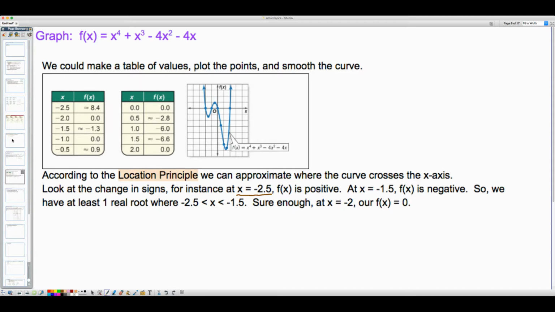In the old days, we had to do all this by hand. And so the location principle says that if you have two values for x and one gives a positive value and one gives a negative value, like here we have x of -2, it's a positive number, and x of -1 is a negative number, that means that you have to have at least one real root in between them. So this is one way of finding the roots.